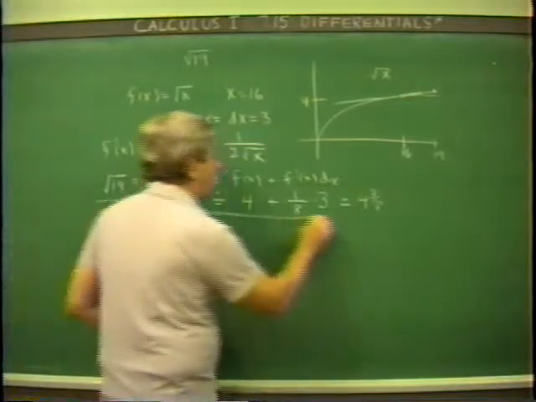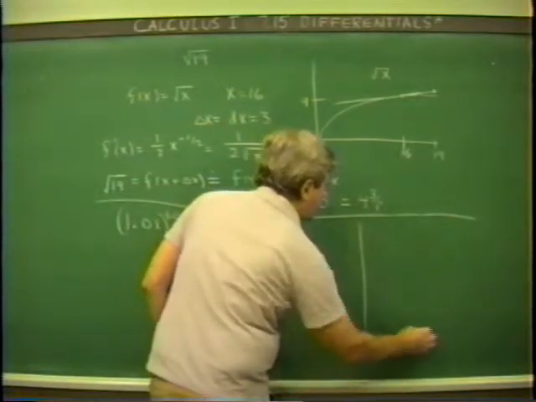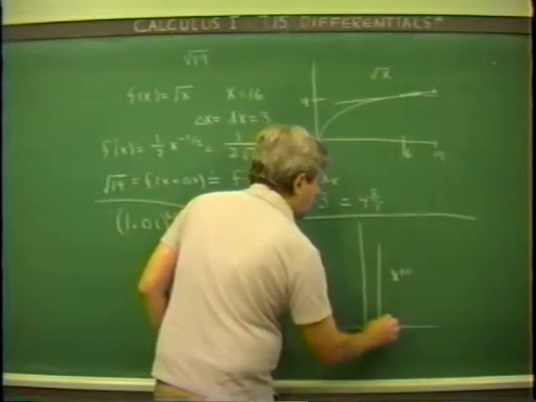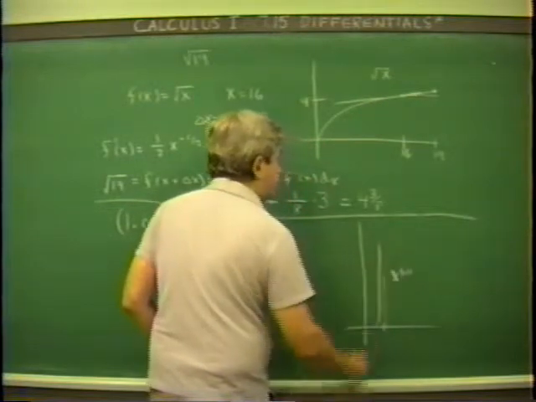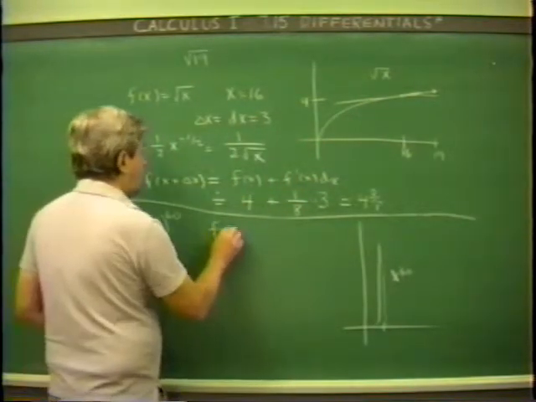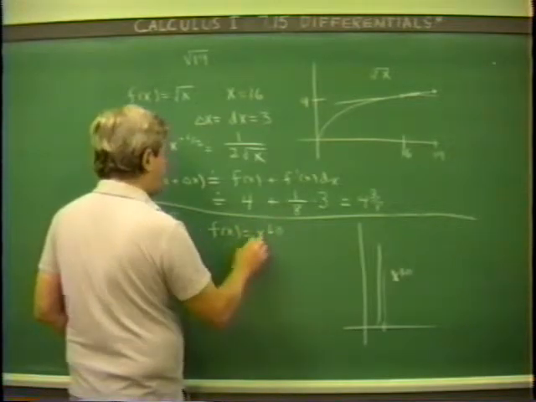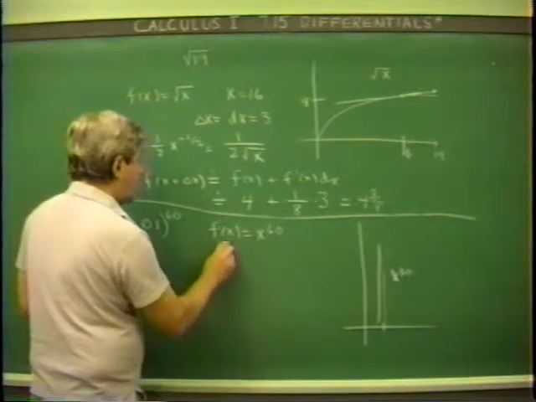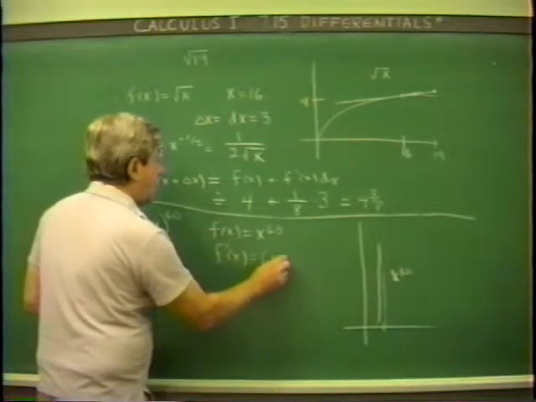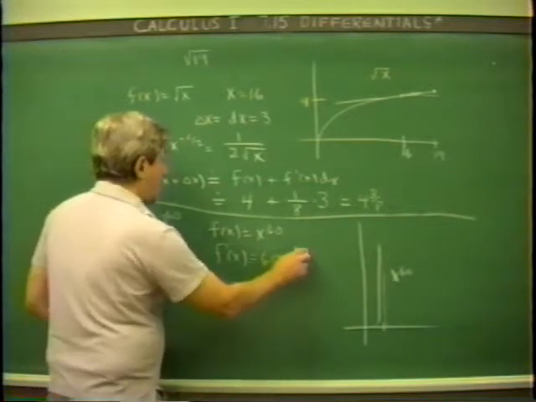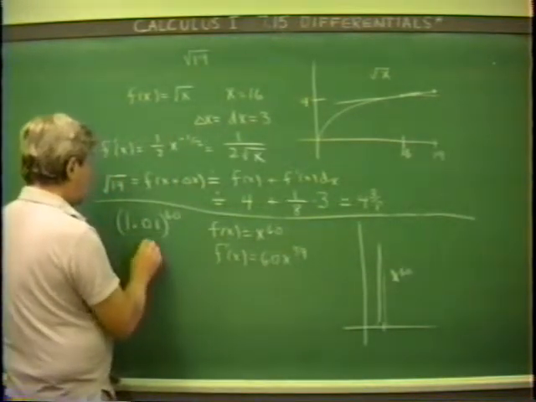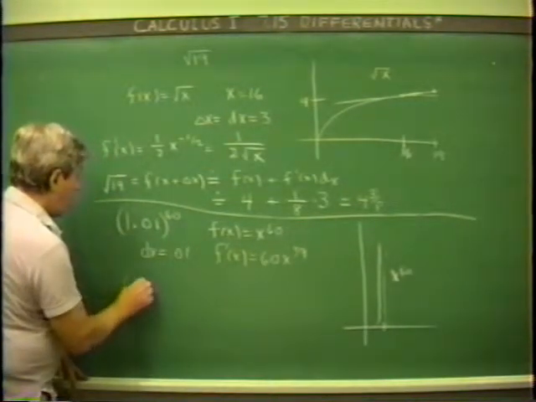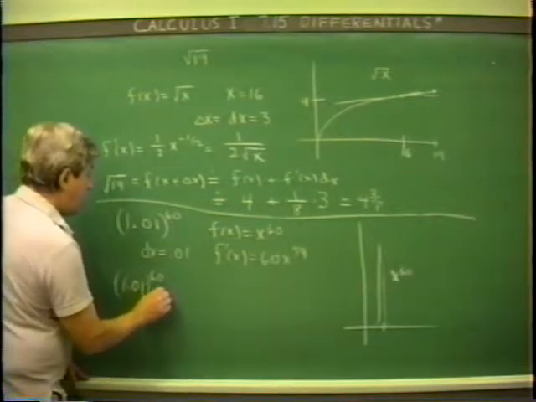Let's suppose that we wanted to approximate 1.01 to the 60th power. Well, if we consider the function f of x is x to the 60th, it looks like this. Here's 1. It's very steep here. If f of x is x to the 60th, we know the value at 1. That's 1. F prime of x is 60x to the 59th. Our delta x here that we're interested in, dx, is 0.01.